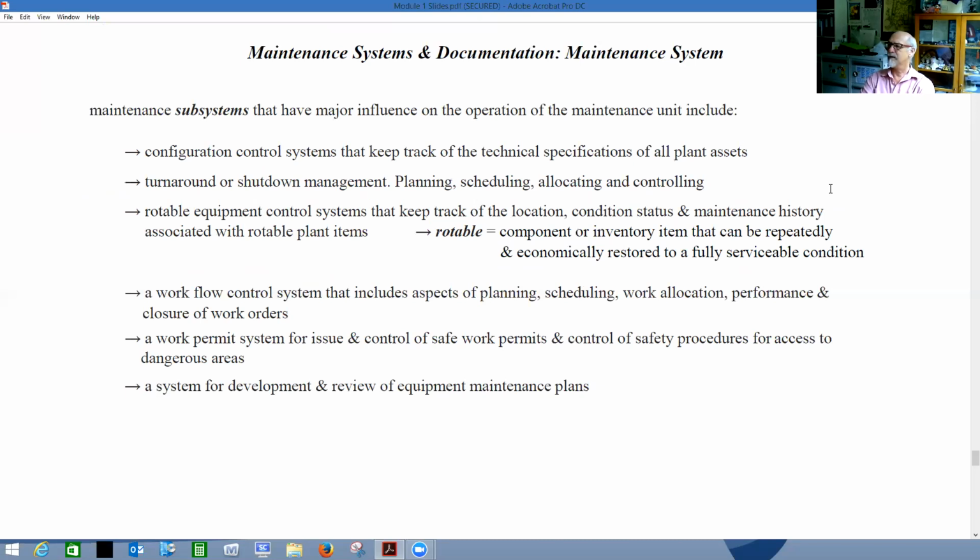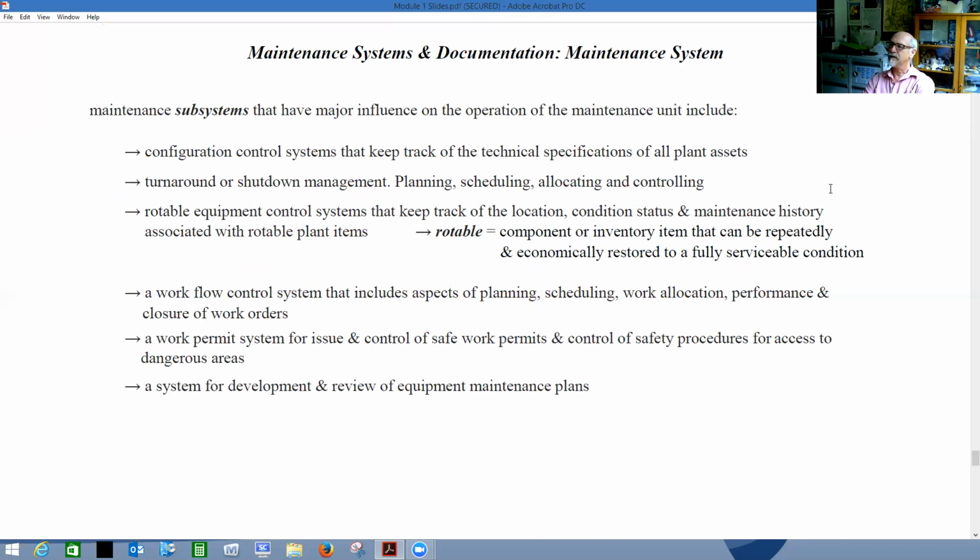Rotable means that it's the component or inventory item that can be repeatedly and economically restored to fully serviceable conditions. In other words, it could be a pump, it could be your haul truck, it could be your grader, it could be your conveyor belt. So it's a particular piece of your inventory items or your component that is able to be, as you see, repeatedly and economically maintained, restored.